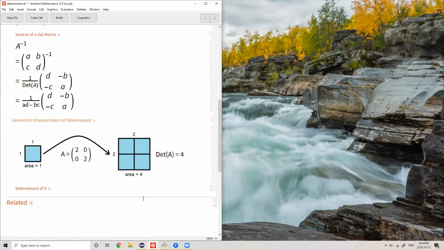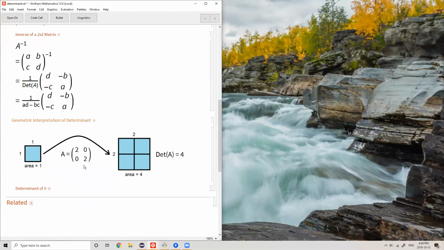We can also understand determinants geometrically. First, consider that a linear transformation can be thought of as something that takes some area or volume from the domain and transforms it into another area or volume in the codomain.